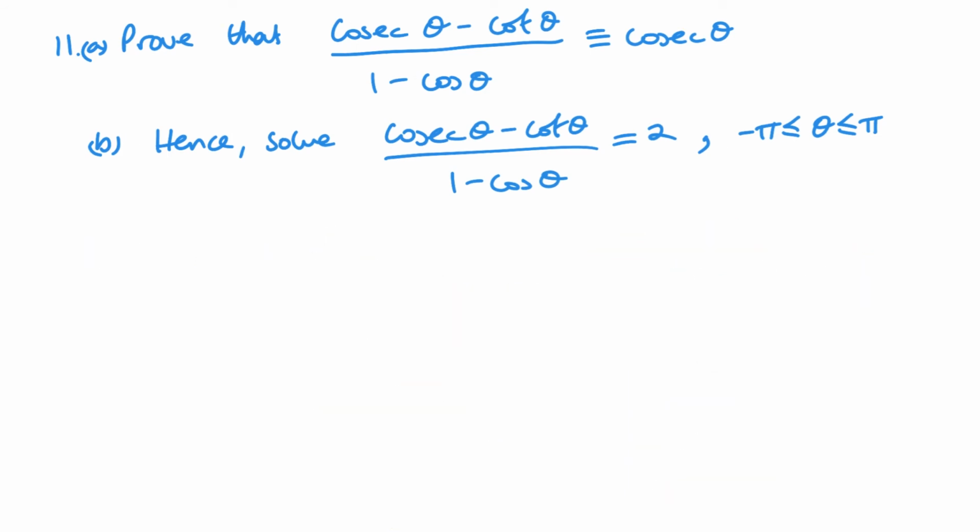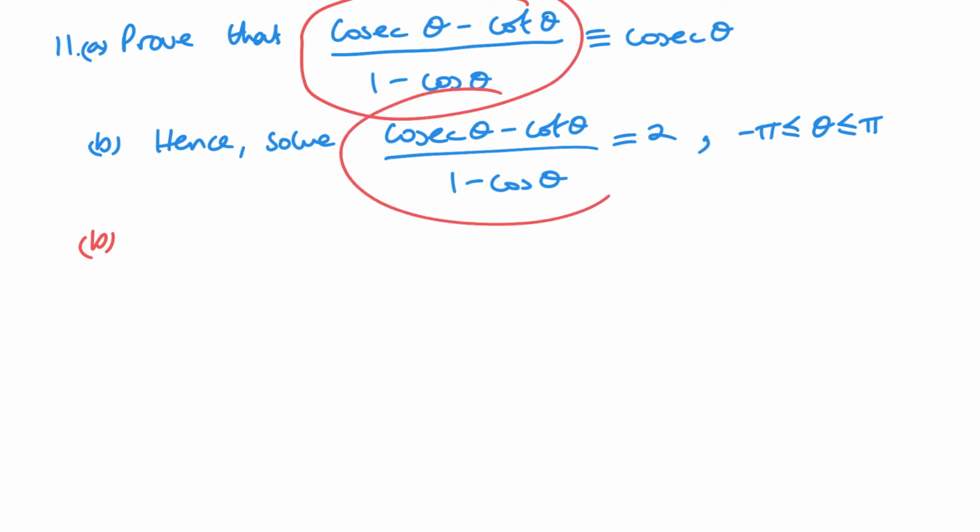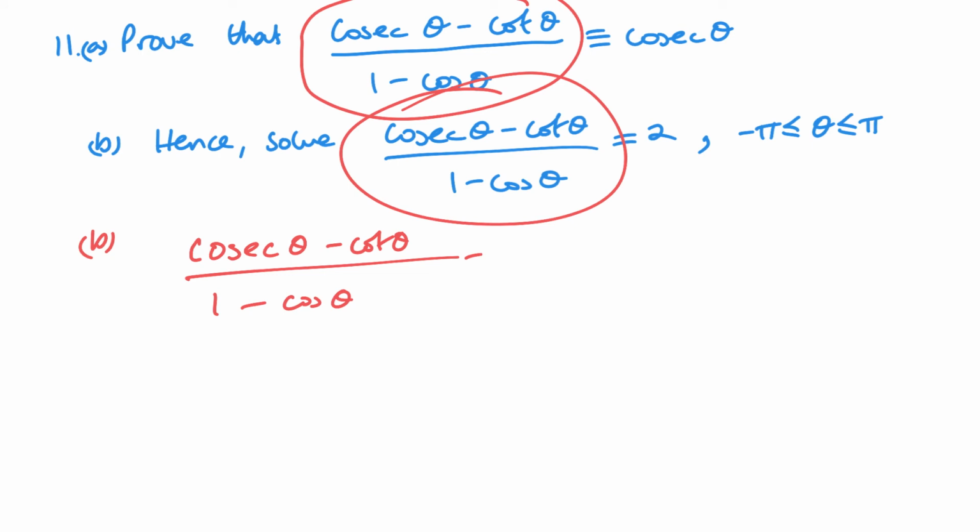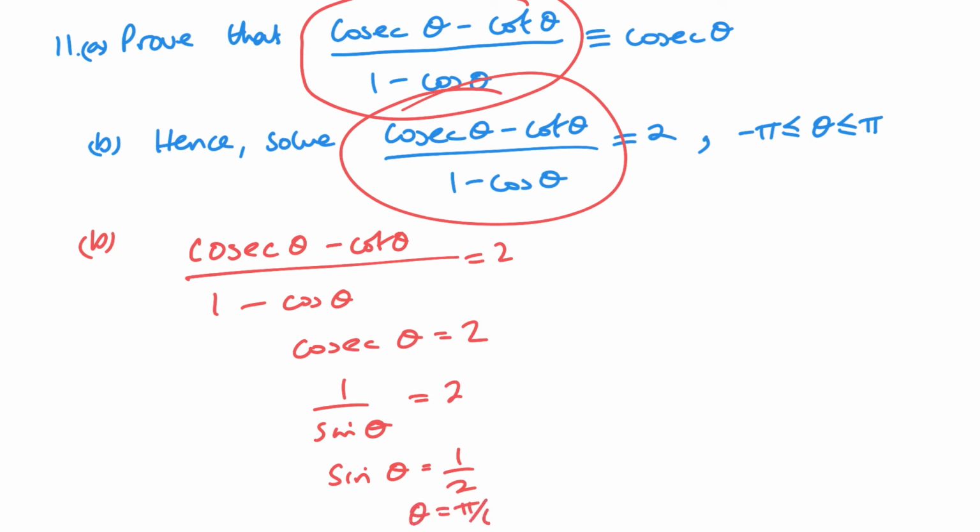Part B is very straightforward. So you can see that this and this are the same thing. So that means we can go from our cosec theta minus cot theta over 1 minus cos theta equals 2, and we can replace that just with cosec theta equals 2. Dead easy. 1 over sine theta equals 2. So sine theta equals 1 over 2. Okay, so that's 30 degrees, but we're in radians, so we're looking at pi by 6. So my theta here is going to be pi by 6.